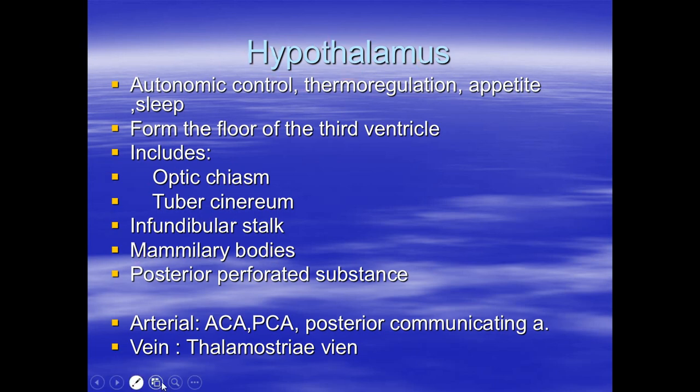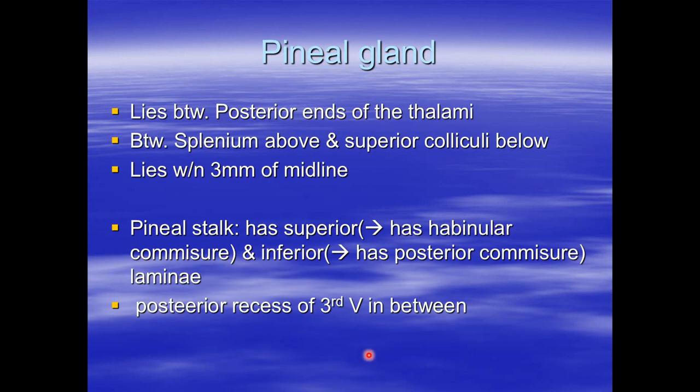Okay, it has an arterial supply from the anterior cerebral artery, posterior cerebral artery, and the posterior communicating artery, while it drains via the thalamostriate vein. The pineal gland, it is a very small gland, lies between the posterior ends of both thalami, just inferior to the splenium of the corpus callosum. So the splenium of the corpus callosum is above the thalami bilaterally.